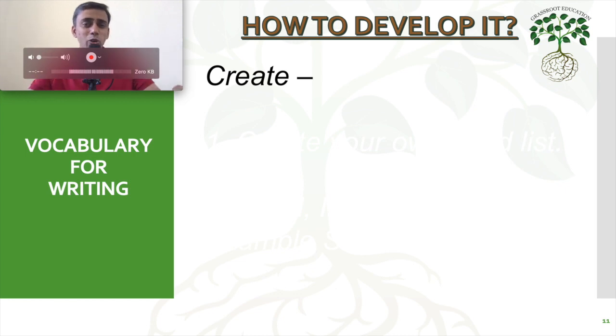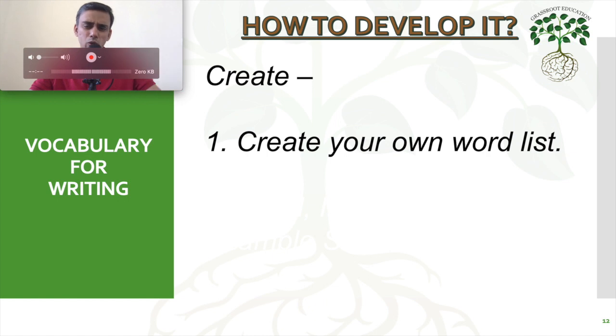So what you're going to do is you're going to make sure that you own these words. Number 1, you're going to have your own word list, which means you're going to write them down. You can write it on a notebook or you can create a digital record of it. Doesn't matter, but make sure that you're putting in that effort.